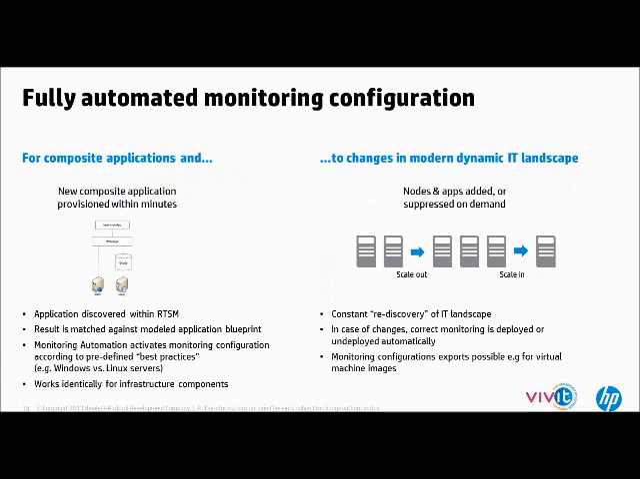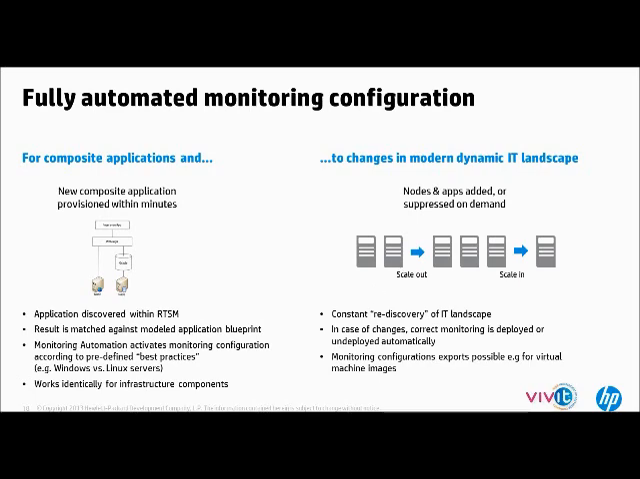How it works, if you notice out here, for composite applications, applications are discovered within the runtime service model. The results are matched with an application blueprint for that model, which would be created by the administrator, and the monitoring automation will automatically deploy the blueprint for that particular service. But it keeps constantly discovering the service and not just one time.